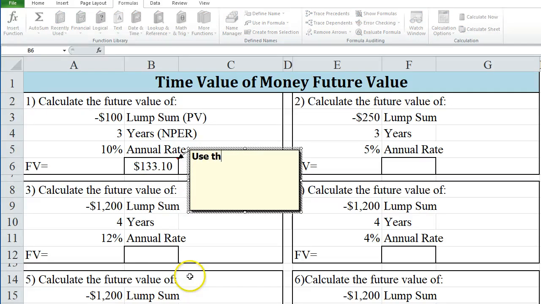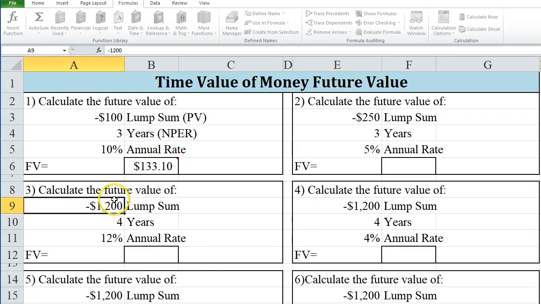Use the future value function in the... just a little comment there.